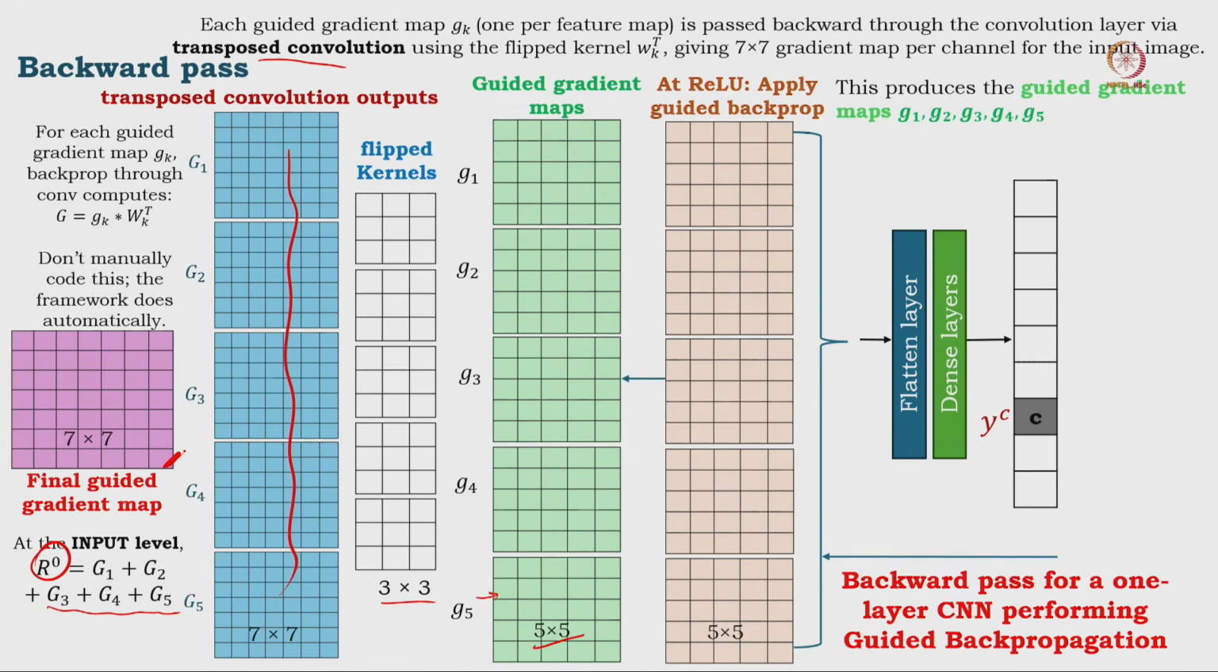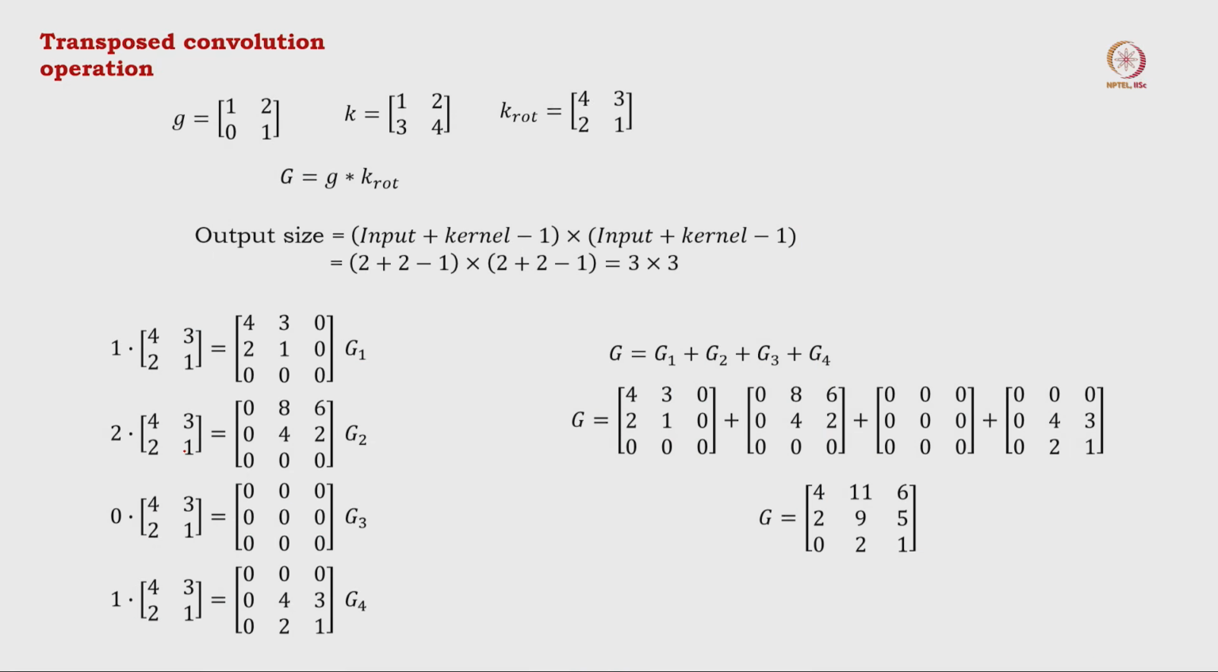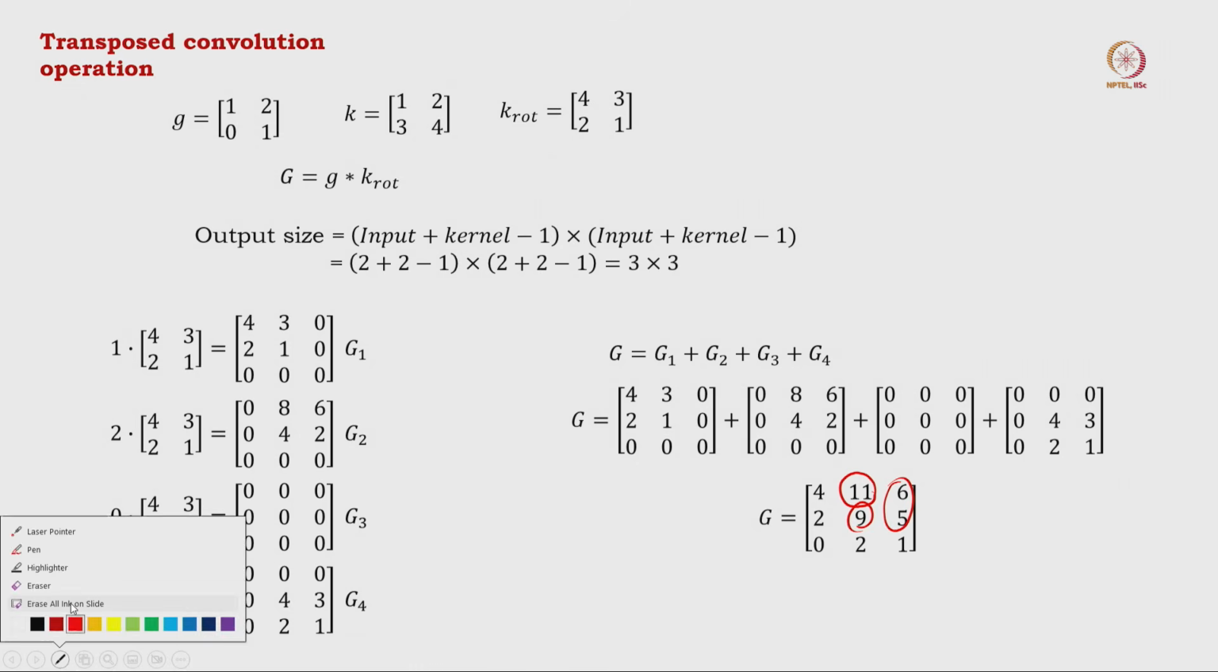Whichever value is very high, it means this pixel has contributed more to the model prediction than this one. So, it is going to highlight which are the pixels that have contributed more.